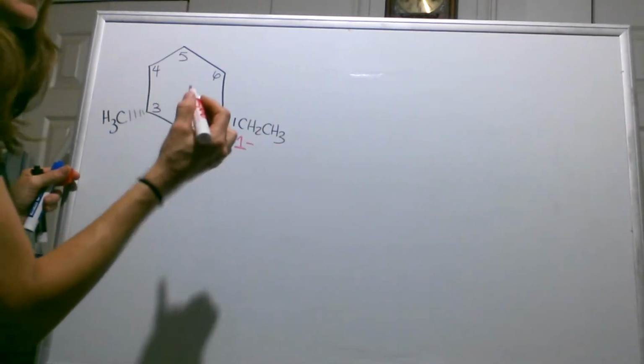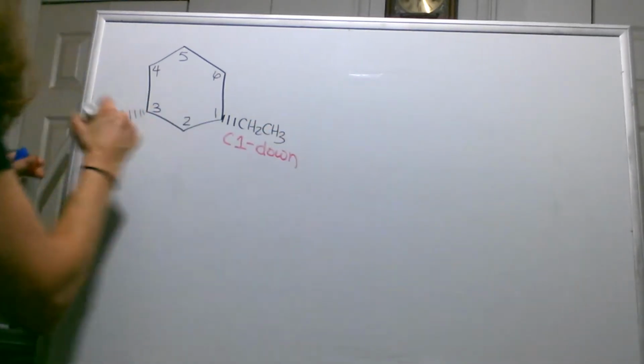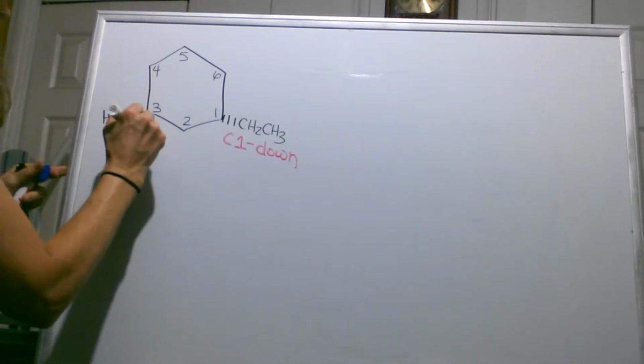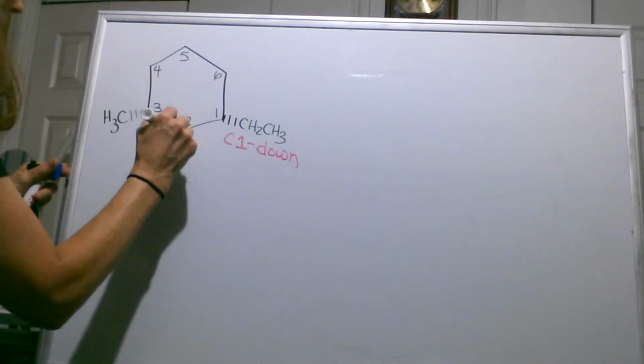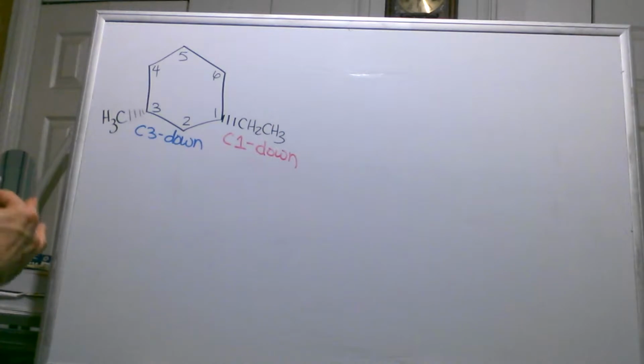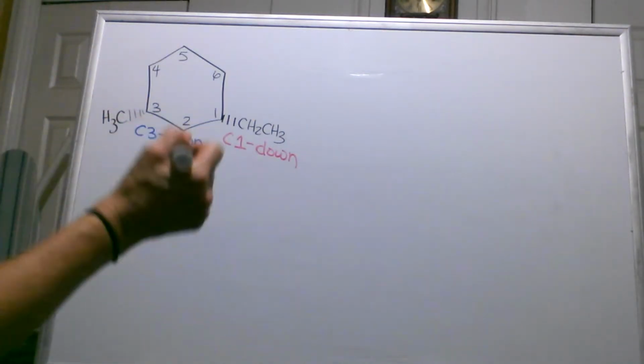We're just looking at the dashed line. Dashed line tells us it's pointing down. On the other carbon, on carbon 3, dashed line tells us it's pointing down. But I really think it's a good idea to make note of this, so that way you don't even have to think about it when you get to the other side, when you get to the chair conformation. You just come back over here and you look and say, okay, I already figured that one out.